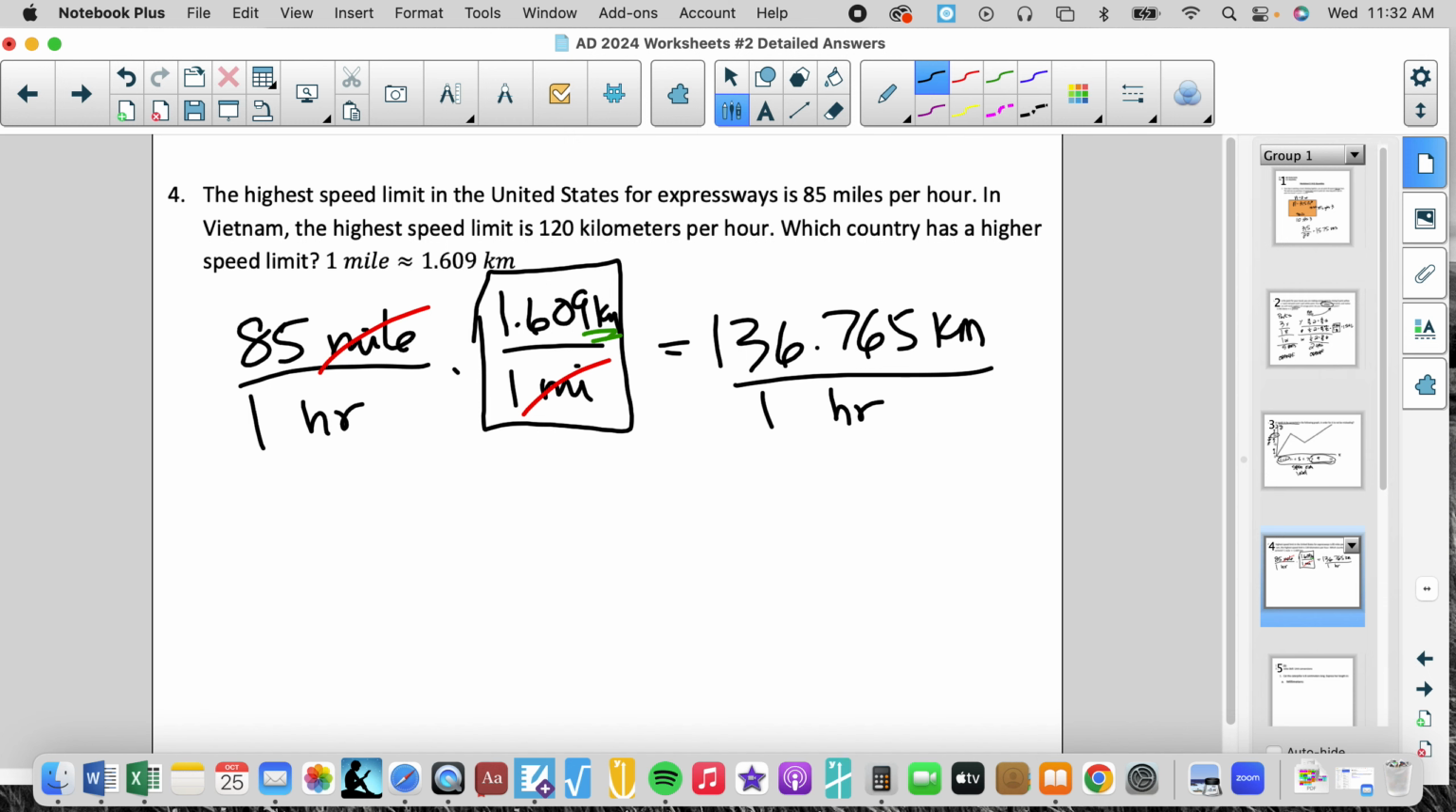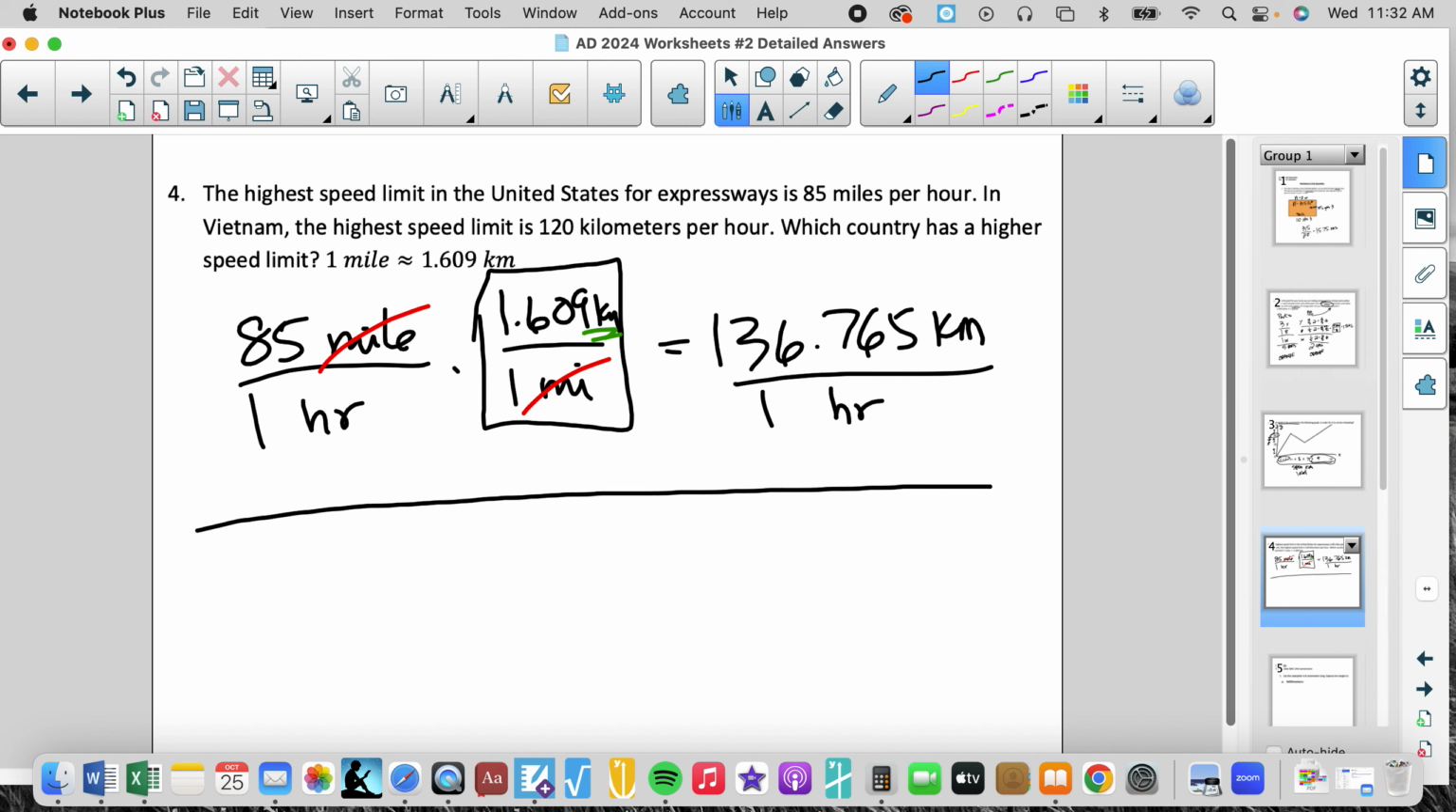That's good. Okay. So we can make that determination. Should I say which country has a higher speed limit? That would be the United States. 85 miles per hour is equivalent to 136.765 kilometers per hour, which is faster than 120.